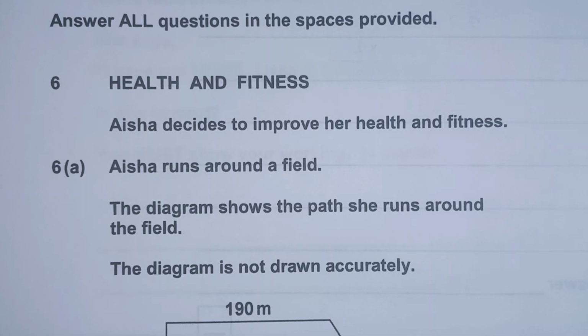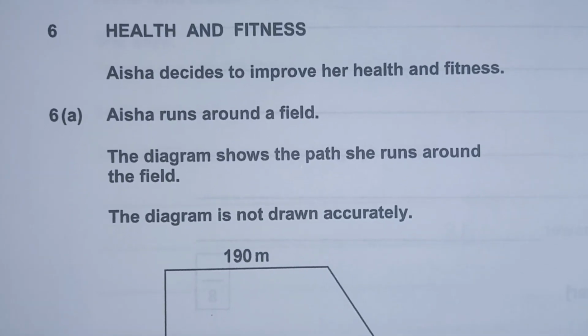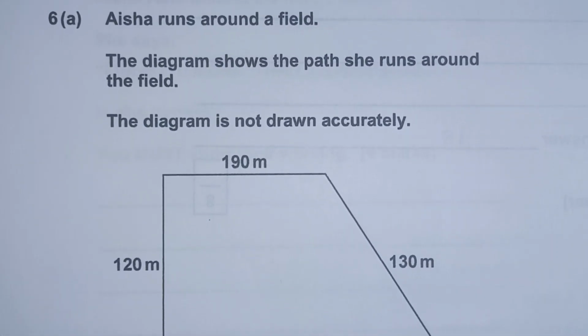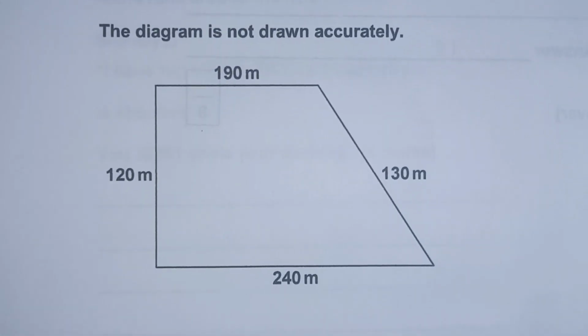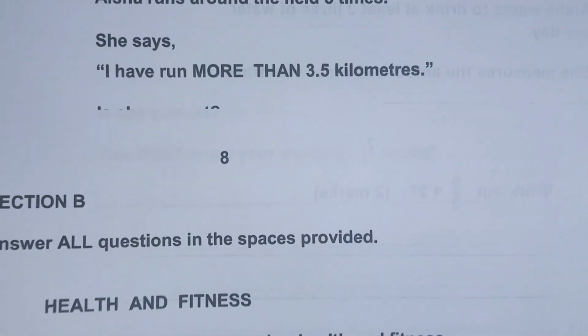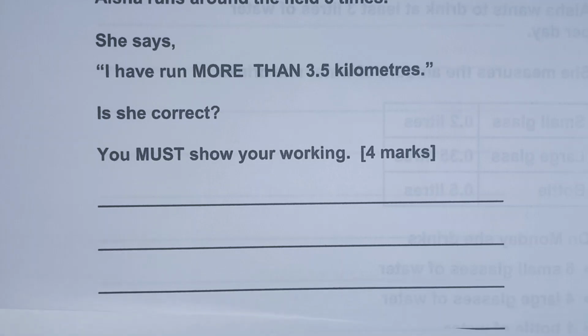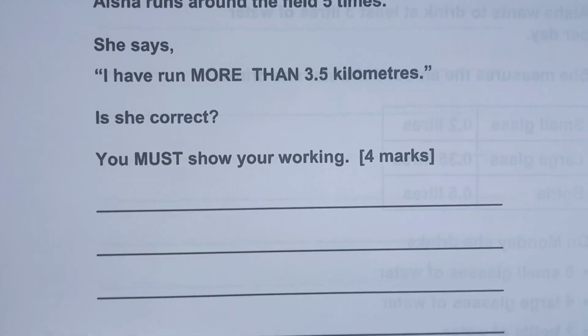Question 6. Aisha decides to improve her health and fitness. 6a. Aisha runs around a field. The diagram shows the path she runs around the field. The diagram is not drawn accurately, but we've got these measurements here. Okay. Now we need to have a look at the question. Aisha runs around the field 5 times. She says, I have run more than 3.5 kilometers. Is she correct?